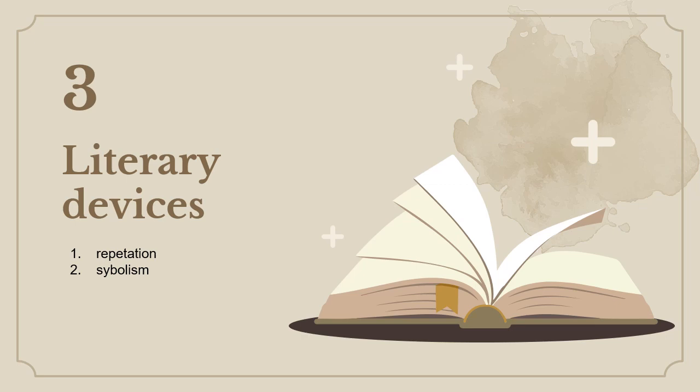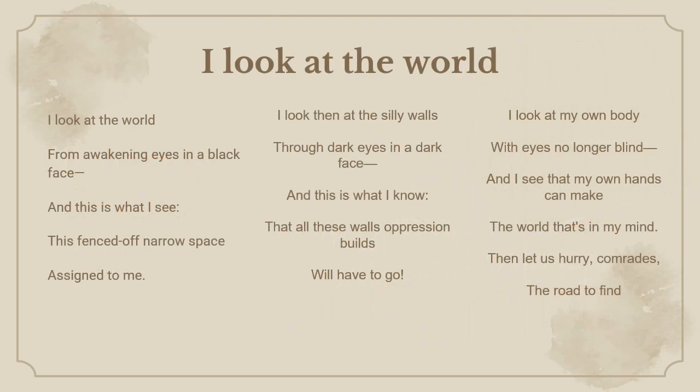Now, third thing, we have the literary devices. We have mainly two literary devices, which are repetition and symbolism in this poem. Let's see them. We can see the repetition of the words I look in the three stanzas, referring to the three steps in changing mindset towards life.